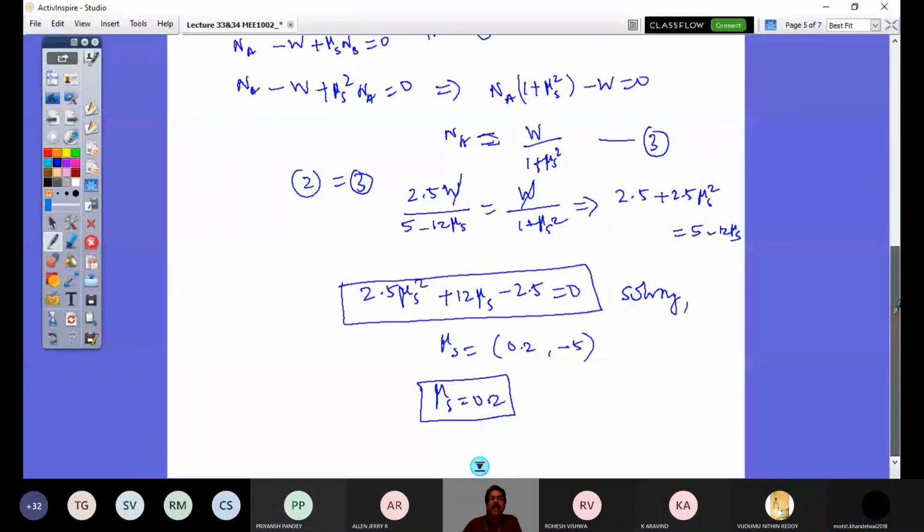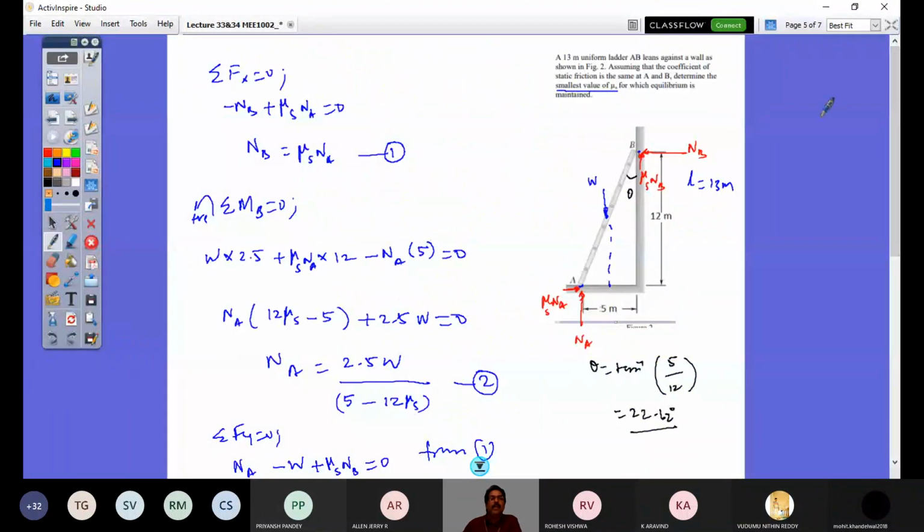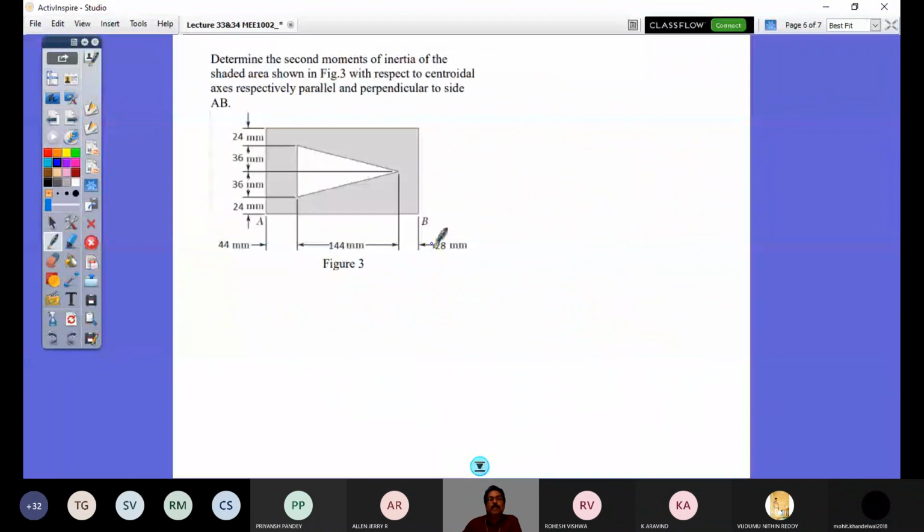Determine the second moments of inertia of the shaded area in figure 3 with respect to centroidal axis, respectively parallel and perpendicular to side AB. So you should look for where is side AB. Side AB is this horizontal. So what would be your parallel and perpendicular centroidal axis? One is straightaway the symmetry axis. Look at this, this is a symmetry axis by observation. So this axis is the XG axis.